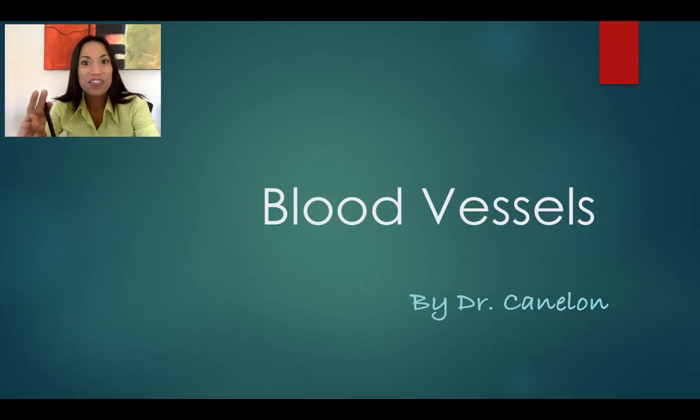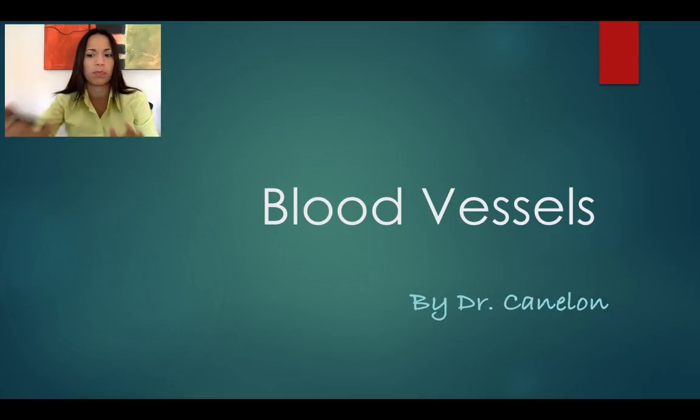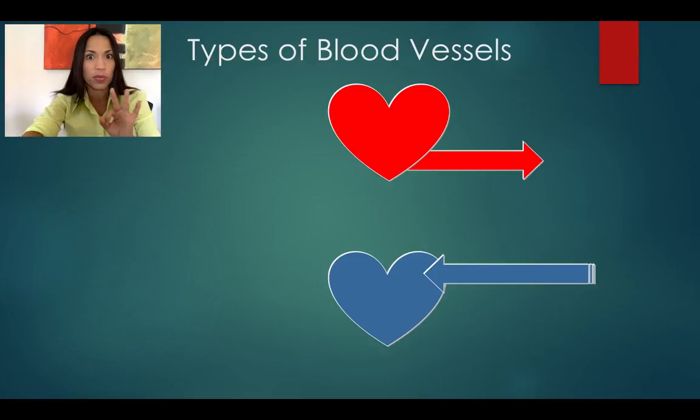Hello again. This is the third chapter of the cardiovascular system. We already described the blood, which is the fluid component. Last chapter we described the pump, which is the heart. Today we're going to talk a little bit about the blood vessels. And we have three types of blood vessels. This is not new for you.